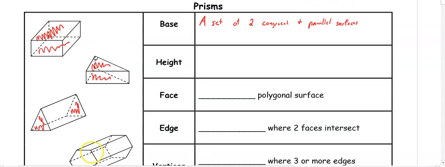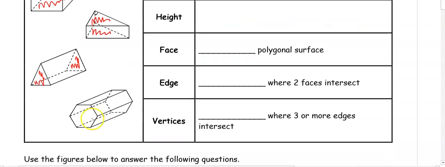And in the hexagon, we have the hexagon as our bases. So these would be our bases. So the height then is the distance between the two bases.